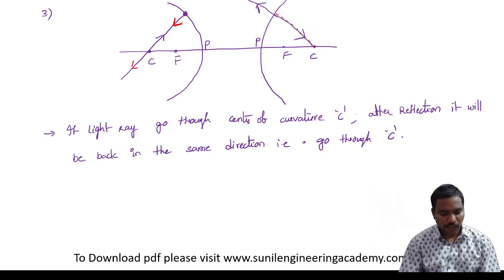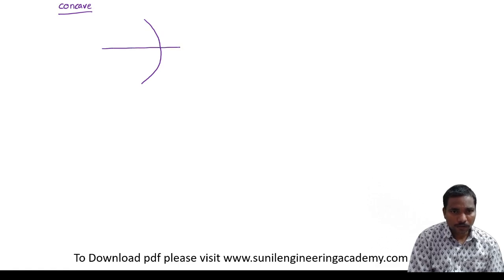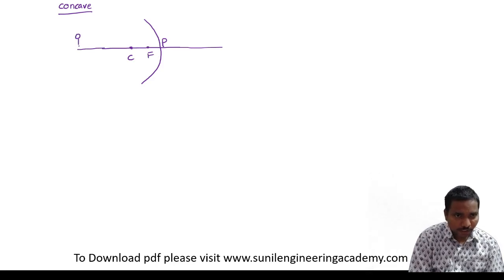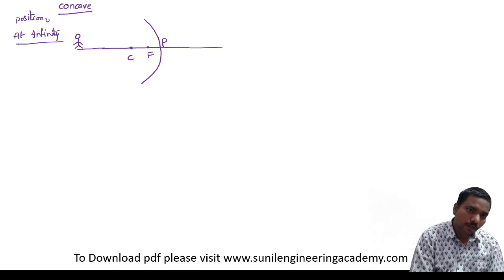Okay, now I want to explain each and every case. First of all, I want to explain the concave type. So I am going to take the concave type of mirror. This is our pole, this is our center of curvature, this is our focus. Now I am placing one object at infinity, at infinity.